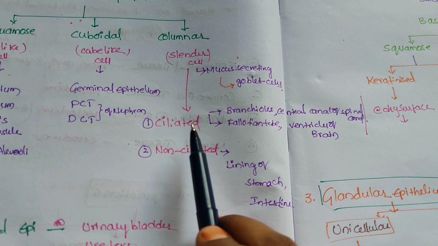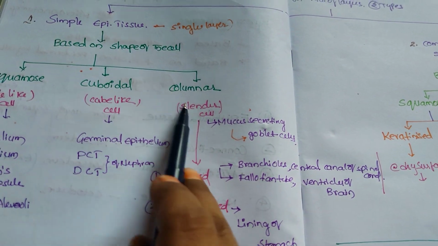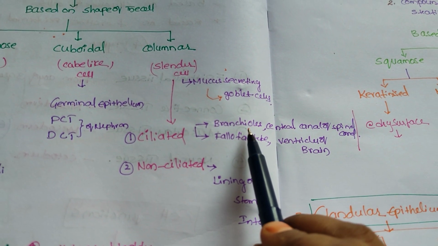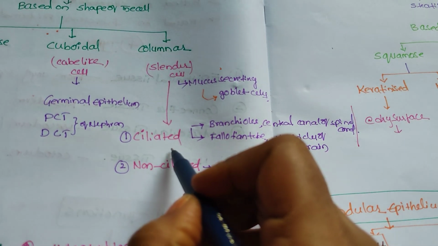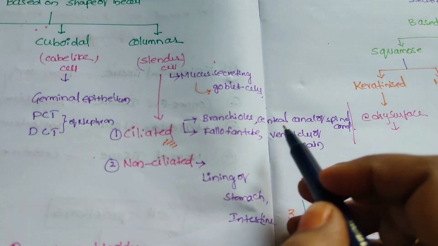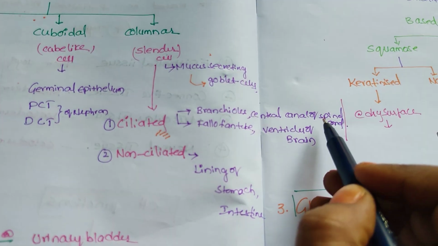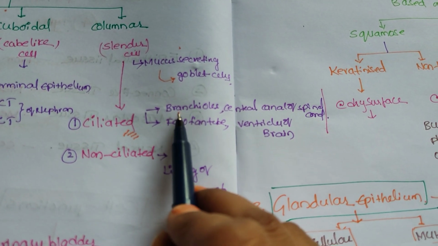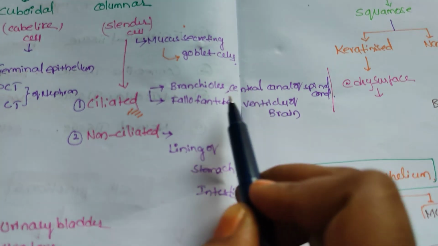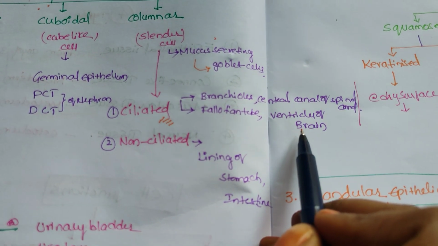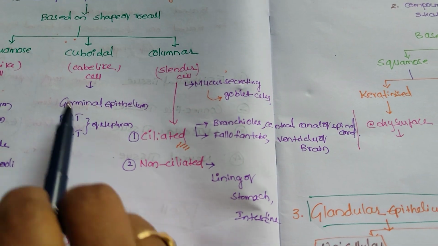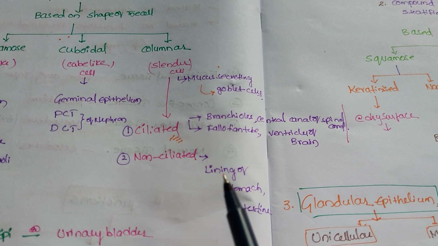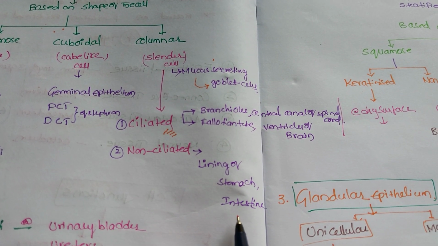In ciliated, where is the location of the simple columnar ciliated epithelium? We can easily identify it. Cilia means motile, right? With the help of movement, the function of the organ or organism is defined. So the ciliated ones are bronchioles, central canal of spinal cord, fallopian tube and ventricles of brain. Then simple columnar non-ciliated is located in the lining of stomach and intestine.